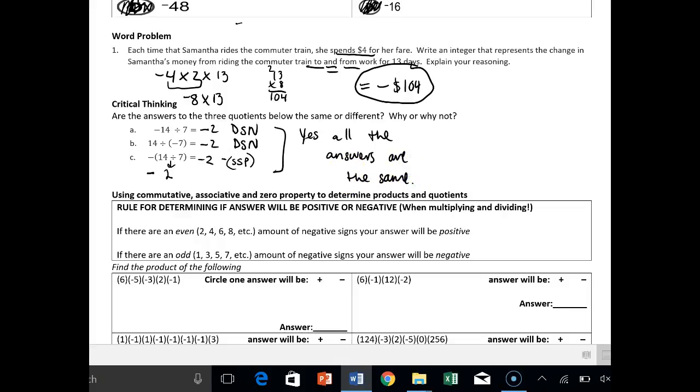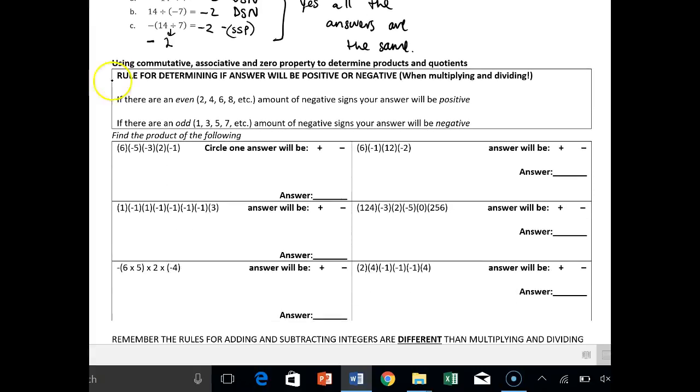Okay, now I've made sure that we wrote this down. If there are an even amount of negatives, 2, 4, 6, 8, 0, right, then your answer is always going to be positive. And if there's an odd amount, 1, 3, 5, 7, 9, etc., your answer will always be negative. So let's think about this. Is my answer going to be positive or negative for this one? I have 1, 2, 3 negatives. 3 negatives. So my answer should be, it's an odd amount, negative.